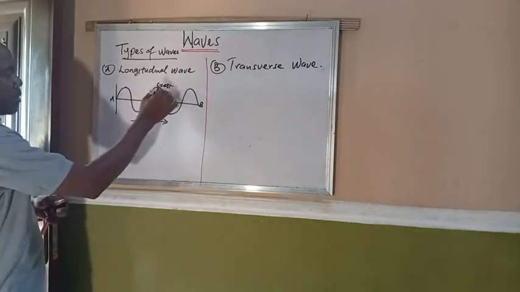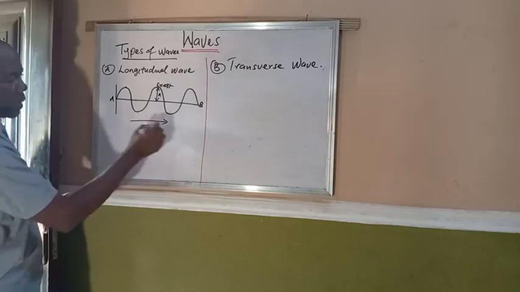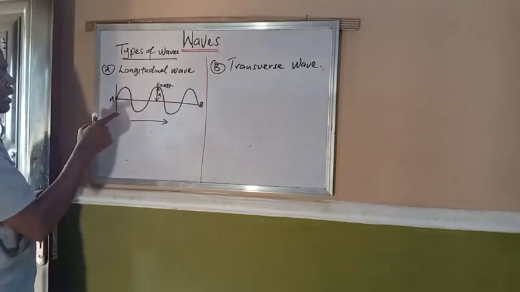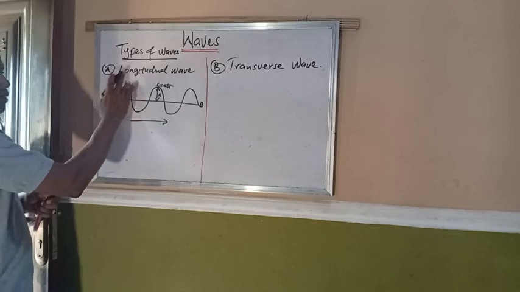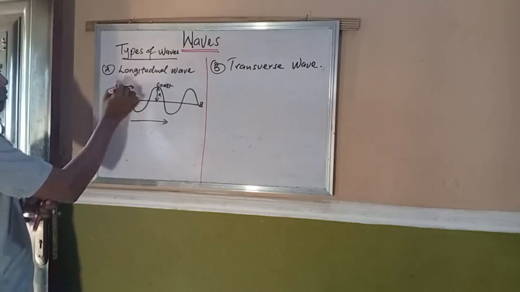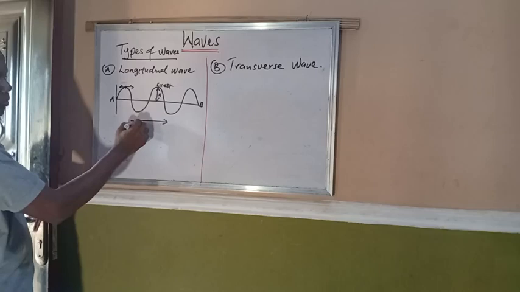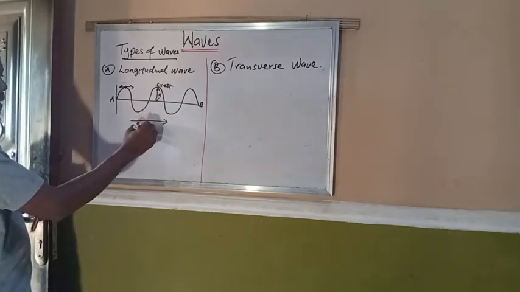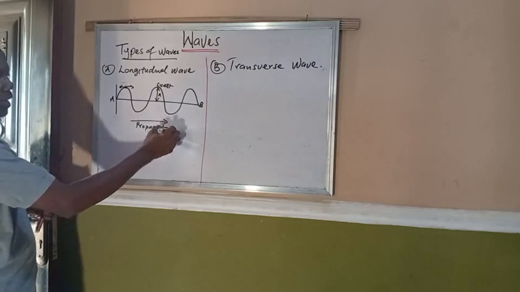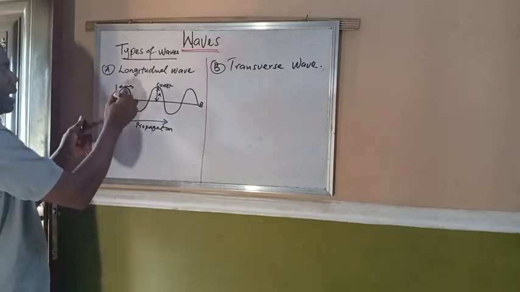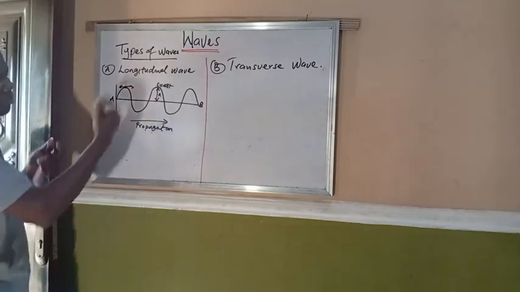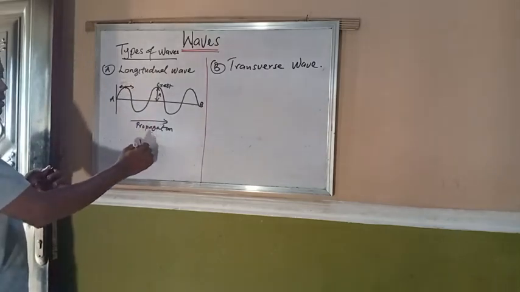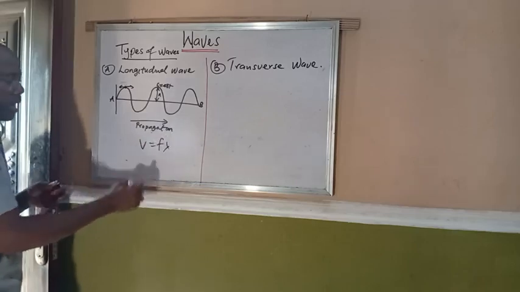Now, quickly, if the wave is traveling this way, the particle of the wave is traveling parallel to the direction of propagation. It is traveling this way and is vibrating. So this is the direction of vibration of the particle, and this is the direction of the wave's propagation. So whenever a wave travels and the particles travel parallel to the direction of propagation, we say it's a longitudinal wave. All right. And of course, we should also know that for a wave, the equation is V equals F lambda.